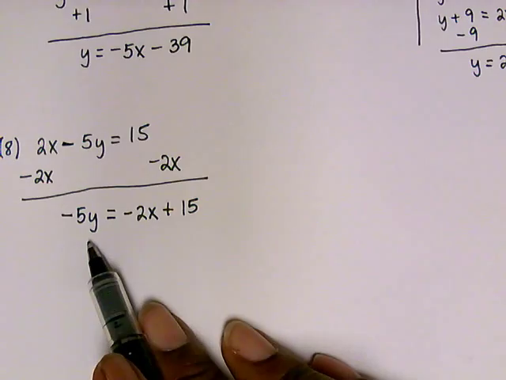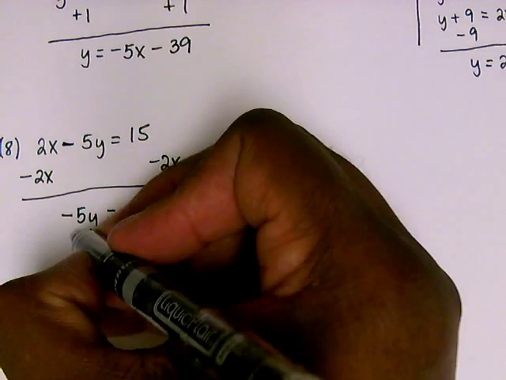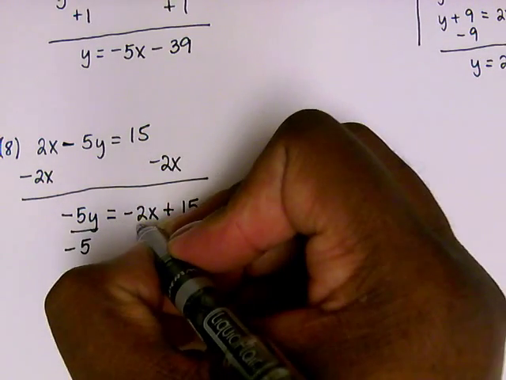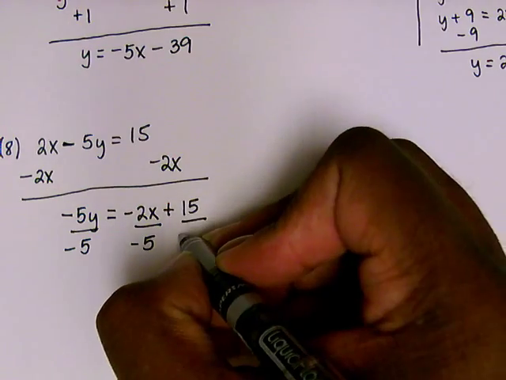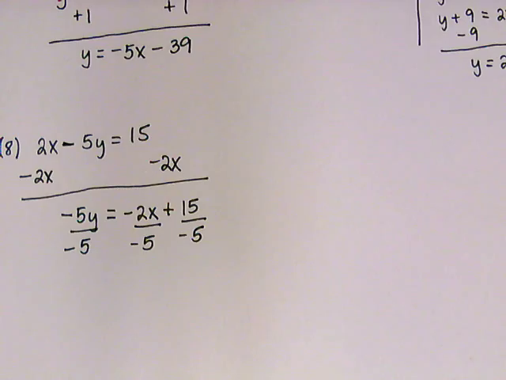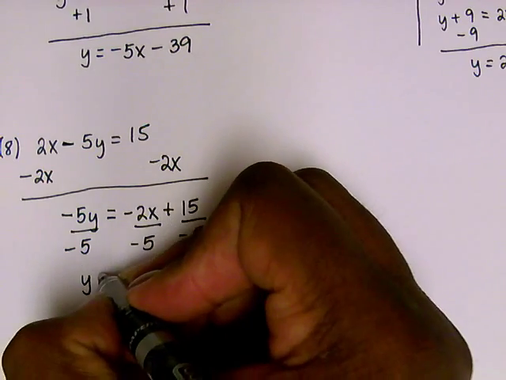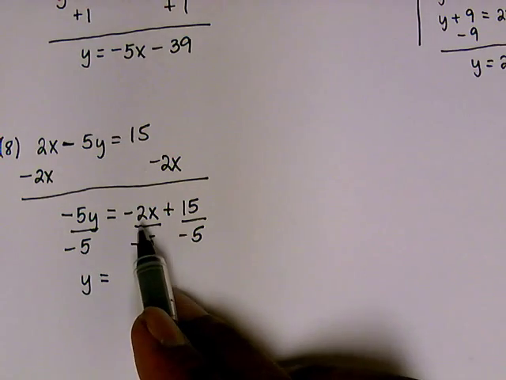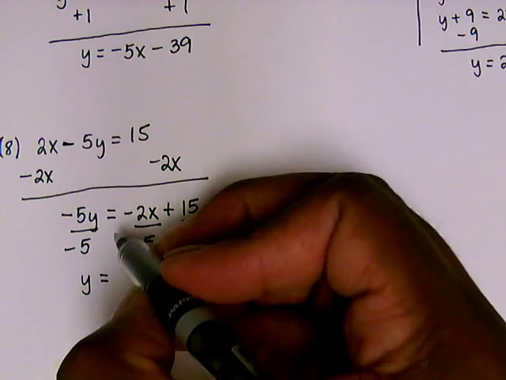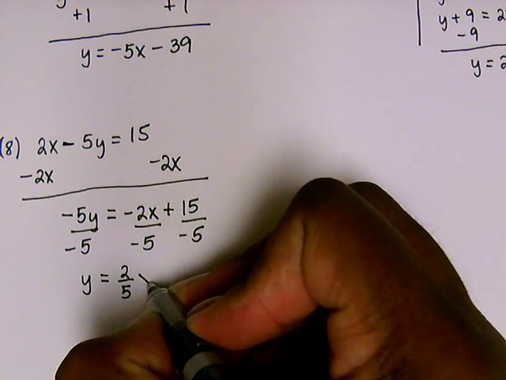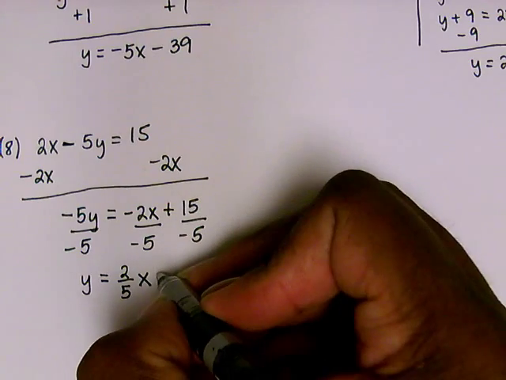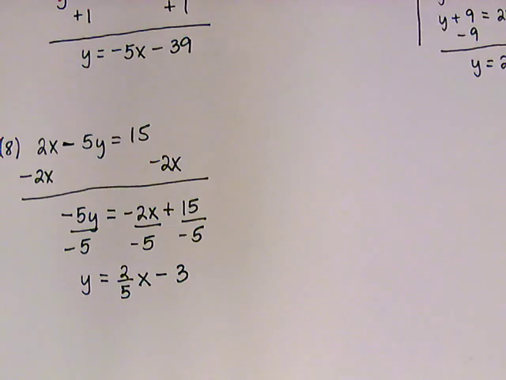And then, to get this y by itself, I'm multiplying it by negative 5. So what I'm going to do here is divide each and every term in this equation by negative 5. And when I do that, here's what I'm going to have. I'm going to have the y by itself, and then that's equal to negative divided by negative will be a positive, so I'm going to leave that as 2/5 x. 15 divided by negative 5 will be minus 3. So, in slope-intercept form, I'm going to have y is equal to 2/5 x minus 3.